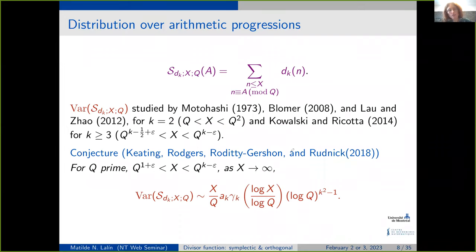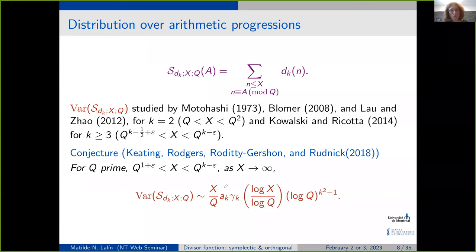Okay, I just wanted to mention results on the variance by Motohashi, Blomer, Lo and Shao, Kowalski, and Ricotta, and also, in the same paper, Keating, Rodgers, Roditty-Gershon and Rudnick formulate a conjecture. So again, this is for the variance. This AK is the same AK that I had on the previous slide. The gamma K is the same gamma K that I've been talking about, okay?